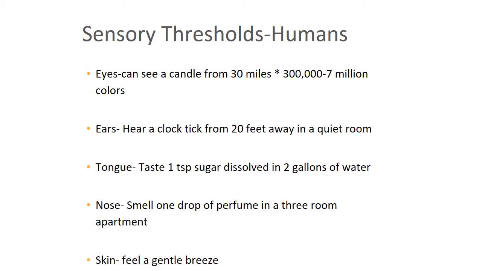Your ears can hear a clock tick from 20 feet away in a quiet room. And if any of you have ever been in a room taking a test where the clock is ticking, ooh, it's just a horrible sensation to hear that. Your tongue can taste 1 teaspoon of sugar dissolved in 2 gallons of water. And your nose can smell 1 drop of perfume in a 3-room apartment. And our skin is exceptionally sensitive, and we can feel a gentle breeze blowing across our skin. So humans have some really amazing senses.